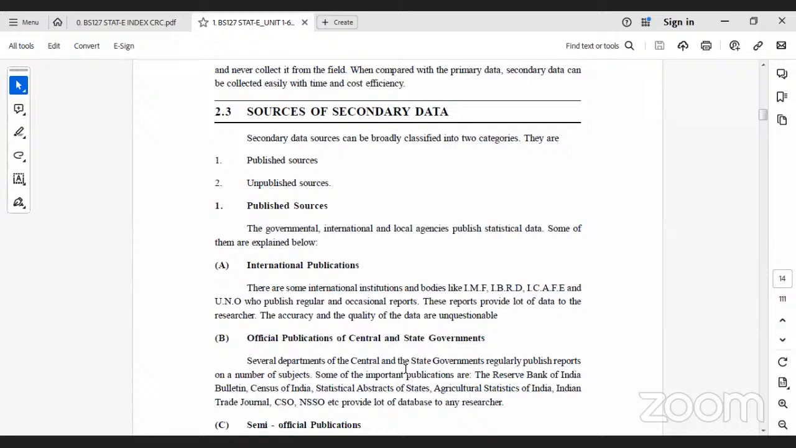International publications: the IMF, IBRD, ICFAI and UNO publish regular and occasional reports. These reports provide data to the researcher. The accuracy and the quality of the data is unquestionable. Otherwise, the data would remain a question mark. Because the IMF, IBRD, ICFAI and UNO regularly publish reports, they can provide a lot of data to the researcher, and its quality is unquestionable.